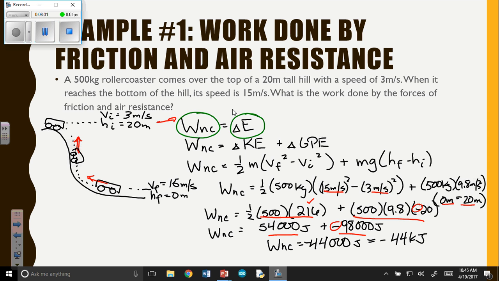And so why is it negative? Well, namely because friction and air resistance are taking energy away from our roller coaster, all right? So as it falls, it's losing energy. So that's our first example. Let's move on to our next example.